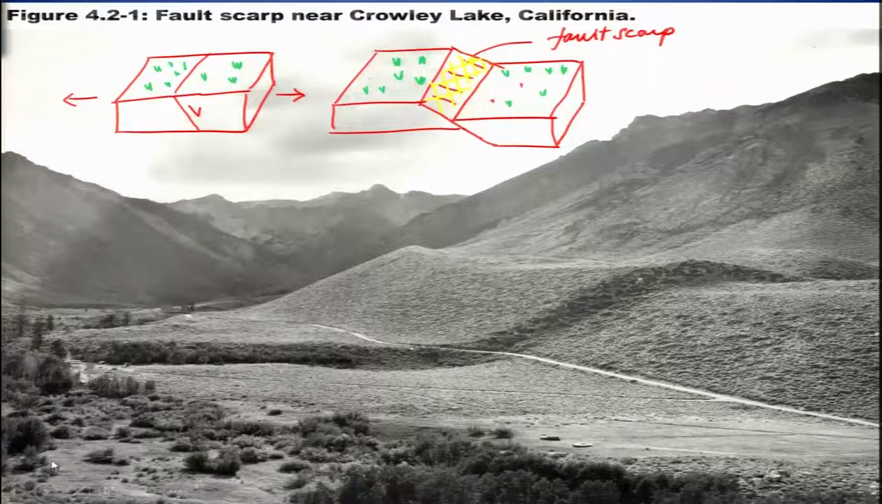And since the block has moved down, this is your hanging wall and this is your foot wall. So this has moved like that. Okay, so this is termed a normal fault.